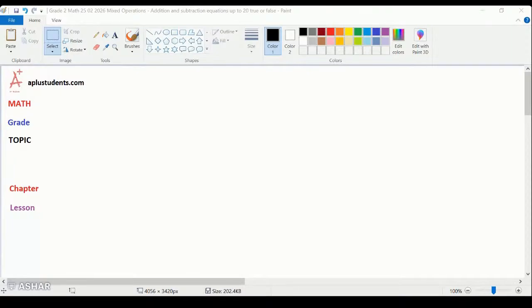The first thing you need to do is go to a+students.com. You need to go to the website. Once you're on the website, you select math as your subject. This is a grade 2 maths lesson and the name of the topic is mixed operations.